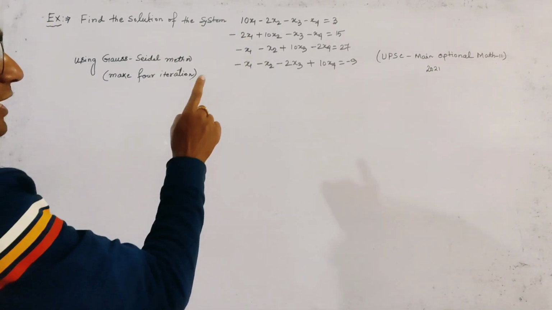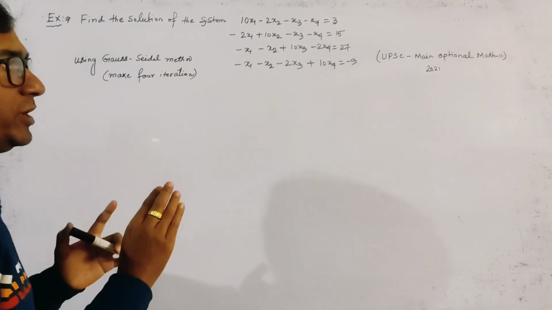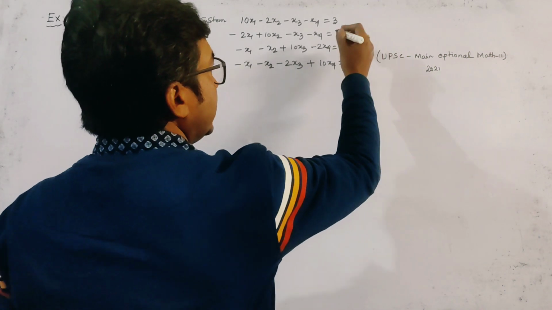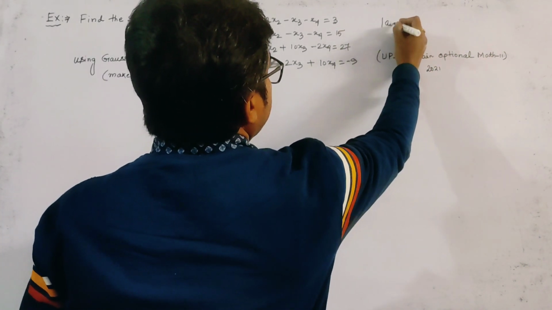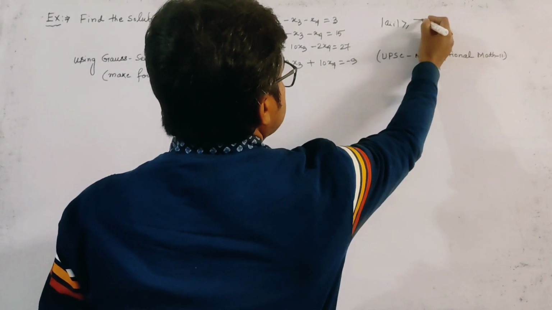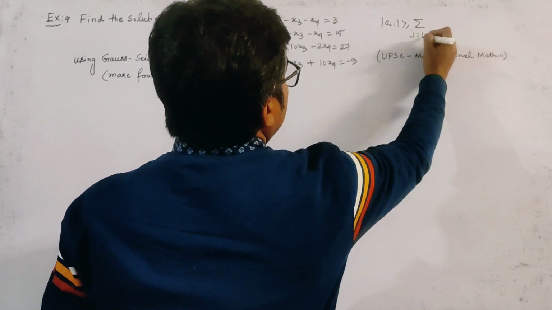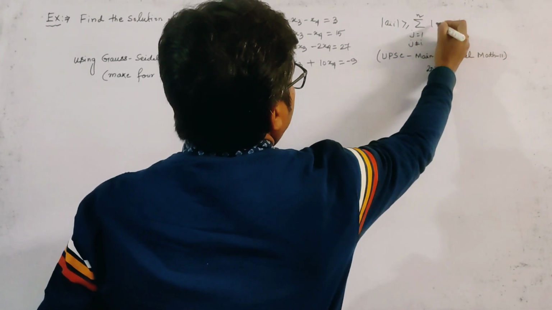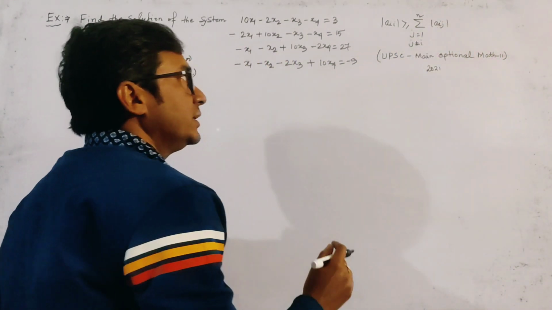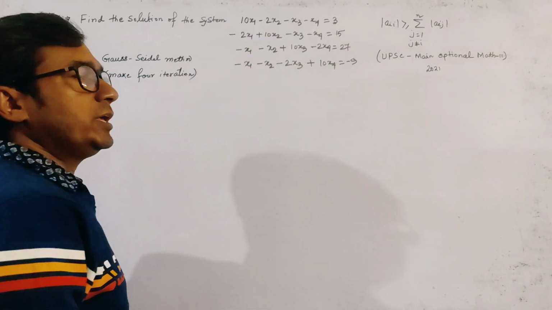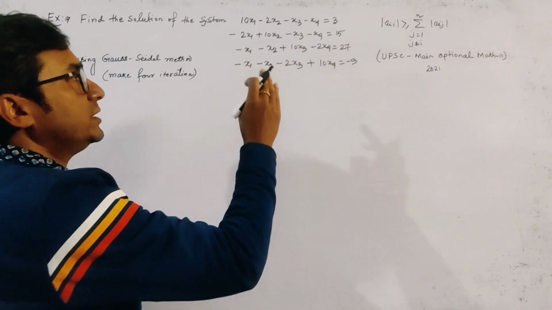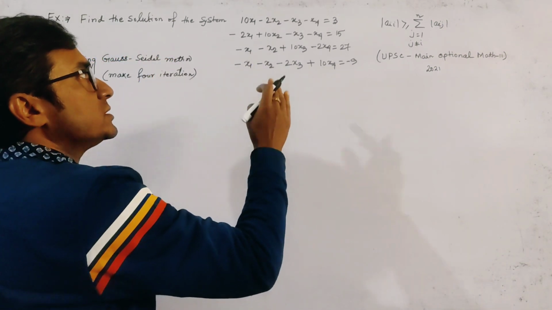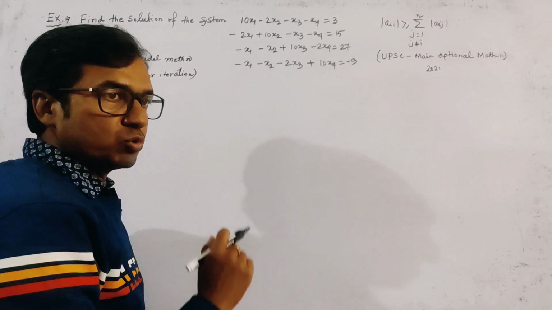We first test whether the system is diagonally dominant or not. What is diagonal dominance? If in a system, mod of a_ii is greater than or equal to the summation over j equal to 1 to n, j not equal to i, of mod of a_ij, then this system is diagonally dominant. That is, if the magnitude of the diagonal element is greater than the sum of all the other elements of this row.